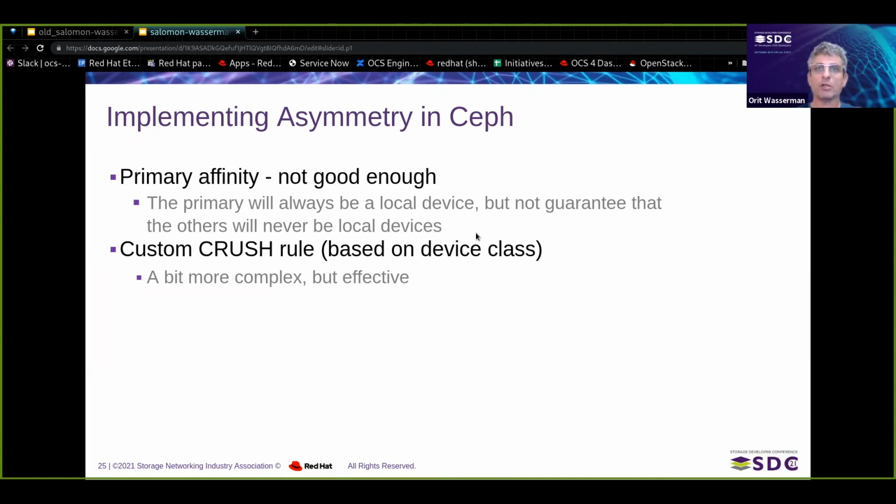So the next option is to have custom CRUSH rules. This is a bit more complex, but only a tiny bit, as we will see in the next slide. So the first step, though, is to make sure that all the local storage devices have a specific device class, let's assume it's called local, and all the cloud provider storage devices have a different device class, let's assume called EBS. There are multiple ways for attaching storage classes to devices, as well as mass change of these classes.